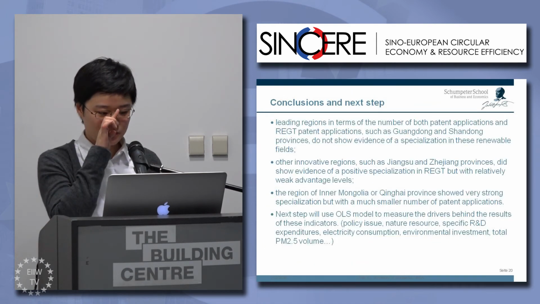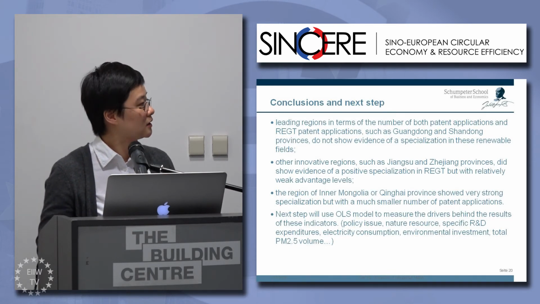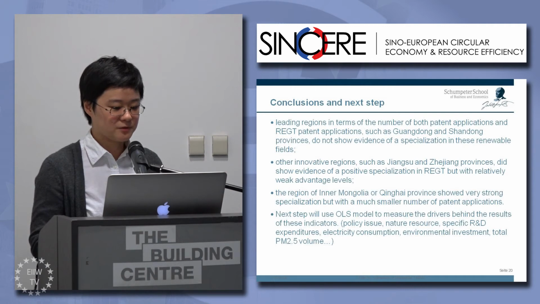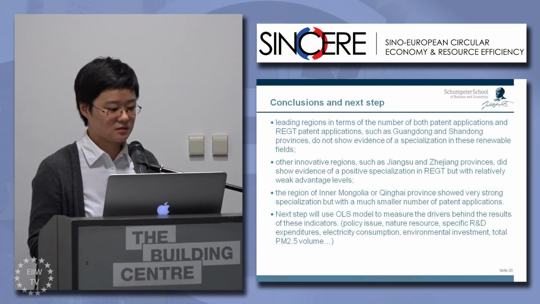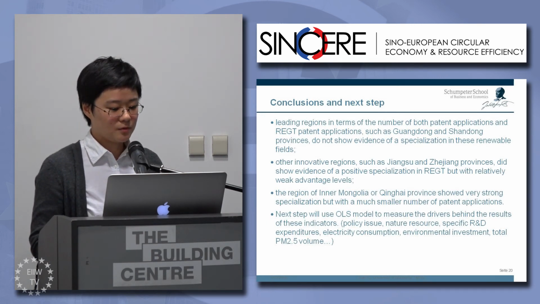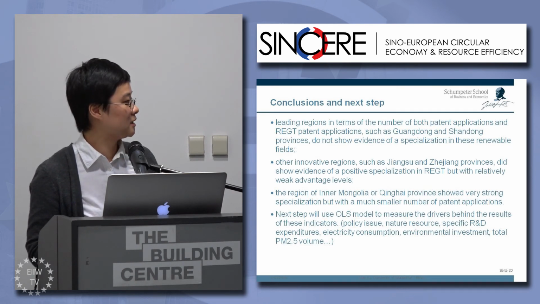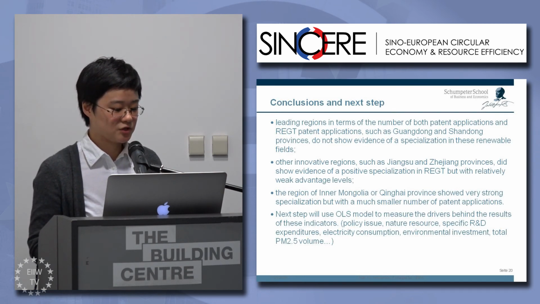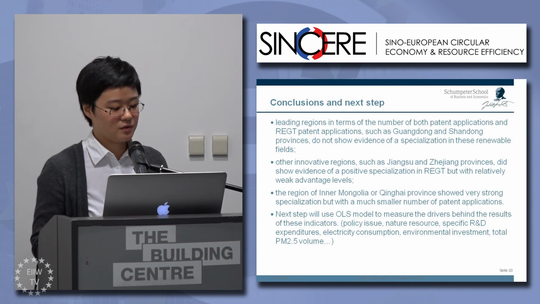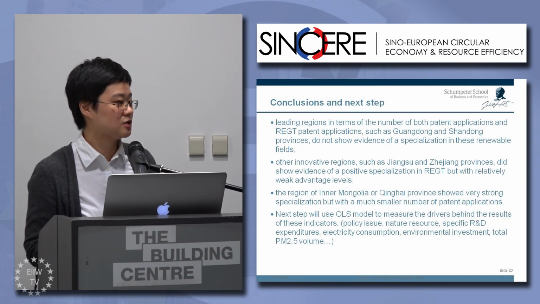So my conclusions and next steps would be: first, the leading regions in terms of the number of patent applications, both overall and in renewable energy generation technology, such as Guangdong province and Shandong province, don't show evidence of specialization in these renewable fields. The second one: the innovation regions such as Jiangsu and Zhejiang provinces show evidence of positive specialization in renewable energy technology, but with relatively weak advantage levels. And the third one: Inner Mongolia and Qinghai province show very strong specialization, but with a much smaller number of total patent applications in this field.